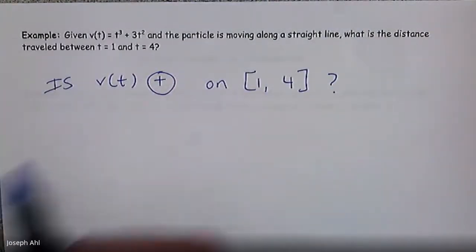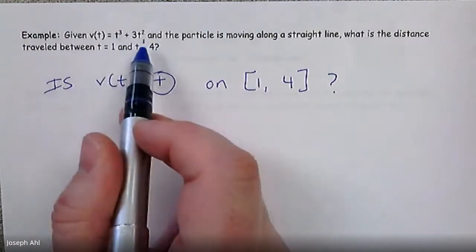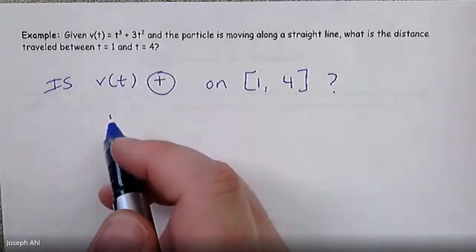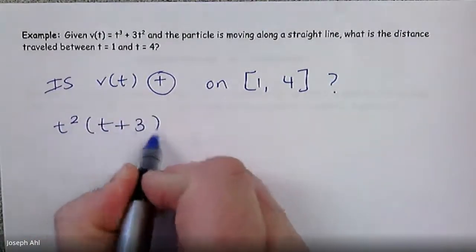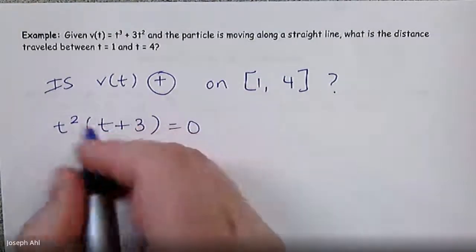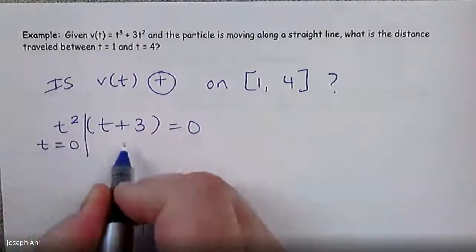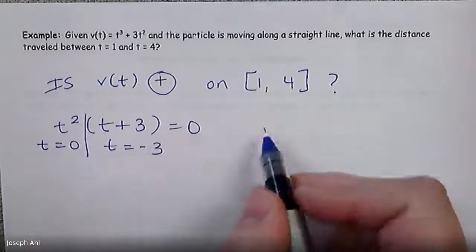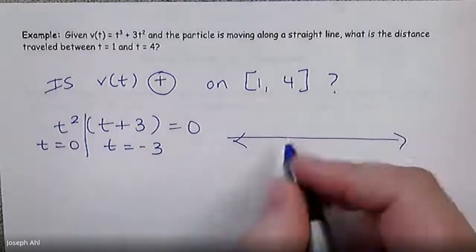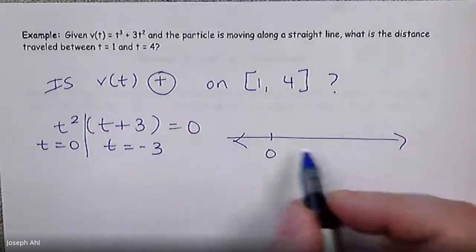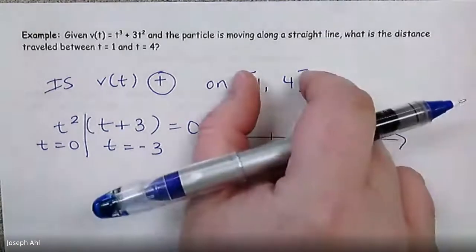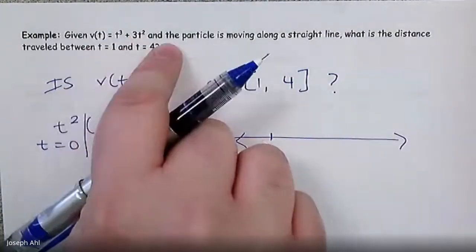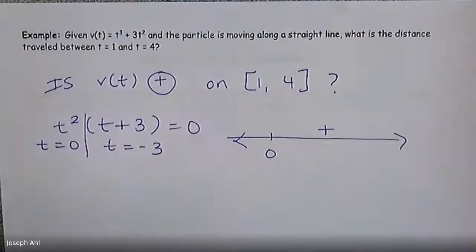We can confirm that pretty quickly by setting this equal to 0 to figure out when the velocity is 0. If I take out a GCF of t squared, we get t plus 3. So the velocity is 0 at time equals 0 and time equals negative 3. It doesn't really make sense to talk about time equaling negative 3 here. But if I plug in, let's say, 1 or 2 or 3 or 4, somewhere on this interval from 1 to 4, this quantity is always positive after t equals 0, no matter what I plug in.